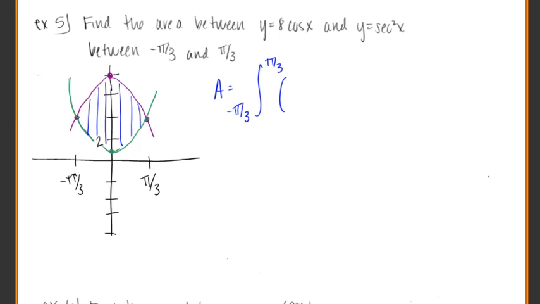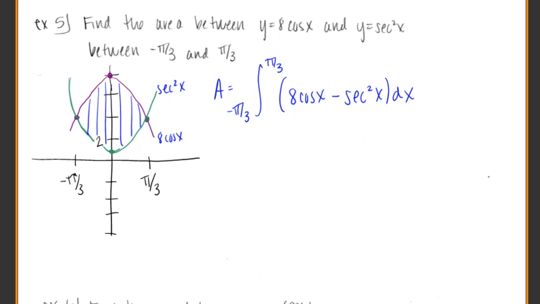The upper curve, the purple one, was the 8 cosine x. I'm sorry I didn't label that for you guys. This is the 8 cosine x, and this lower one was the secant squared x. And then we're going to minus the lower one, secant squared x dx. Hopefully y'all got the same thing, and hopefully that didn't mean you just put it in a graphing calculator. Just try to do it by hand. You just pick some values.